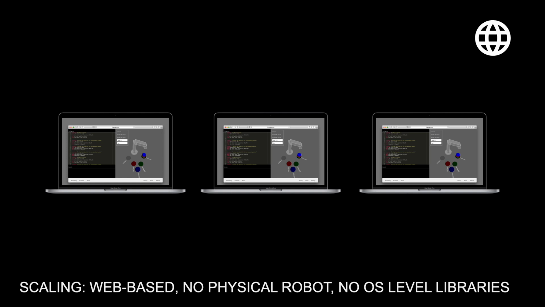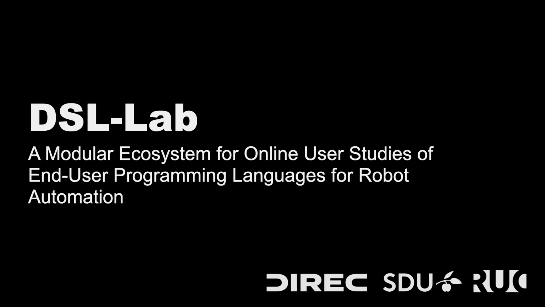Finally, the system is written in JavaScript and HTML and is therefore purely web-based. This means that there's no physical robot it's tied to, no operating system level binary libraries that need to be installed on the computers, and that allows us to scale it significantly because it only requires a browser to run. This was the DSL-Lab, a modular ecosystem for online user studies of end-user programming languages for robot automation.